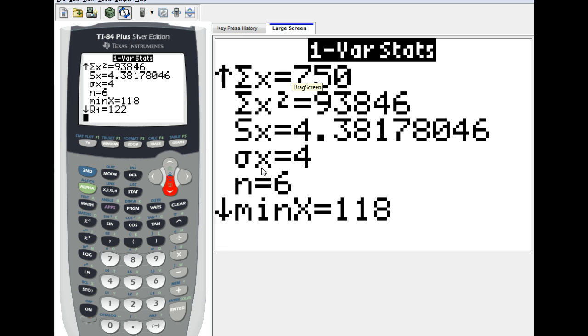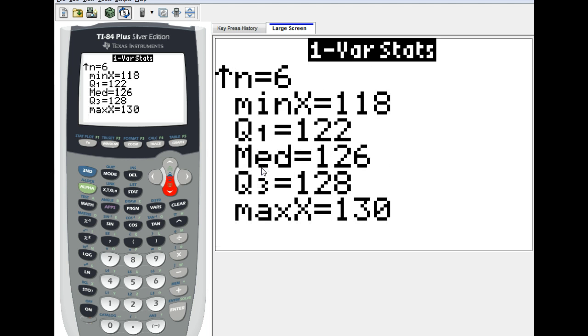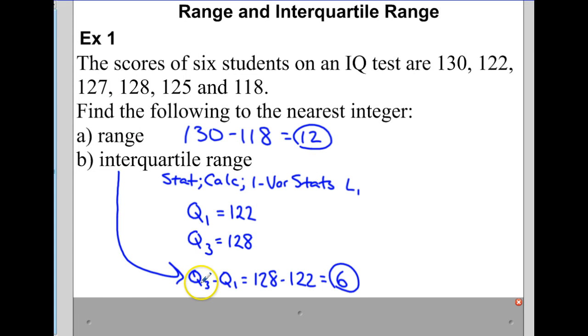I want you to scroll down, and you'll have some more summary statistics. You should be able to recognize the meaning of each one of those. And so to find the interquartile range, we simply need to take the Q3, the third quartile, 128, and subtract the Q1, the first quartile, 122. So Q3 minus Q1 turns out to be 6. And that's the work right here that we would show on our paper.